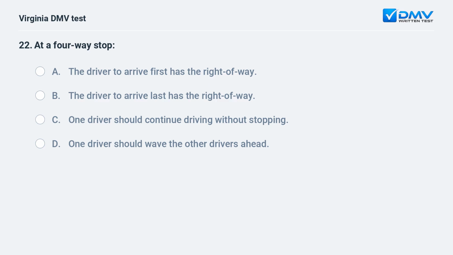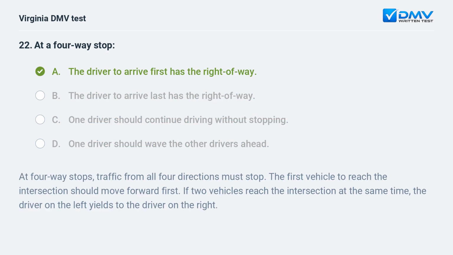At a four-way stop? A. The driver to arrive first has the right of way. B. The driver to arrive last has the right of way. C. One driver should continue driving without stopping. D. One driver should wave the other drivers ahead.